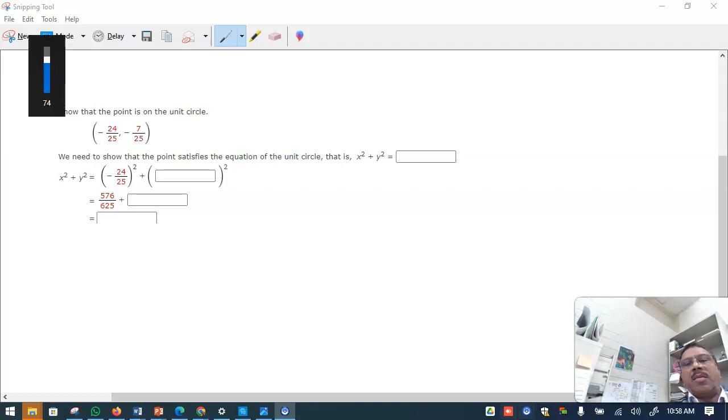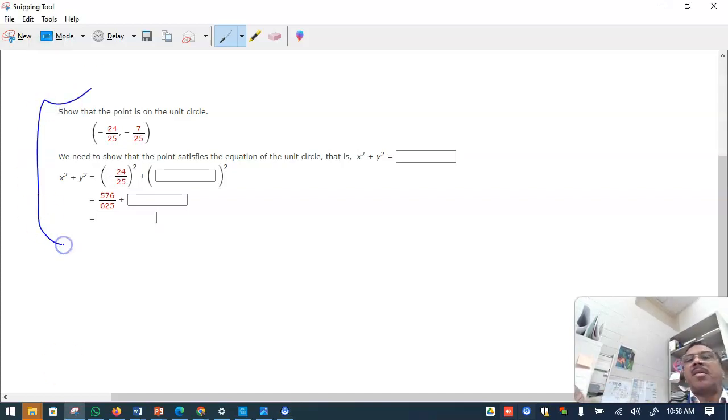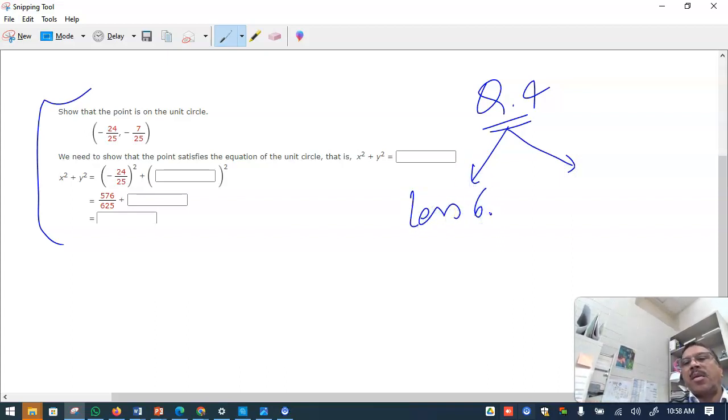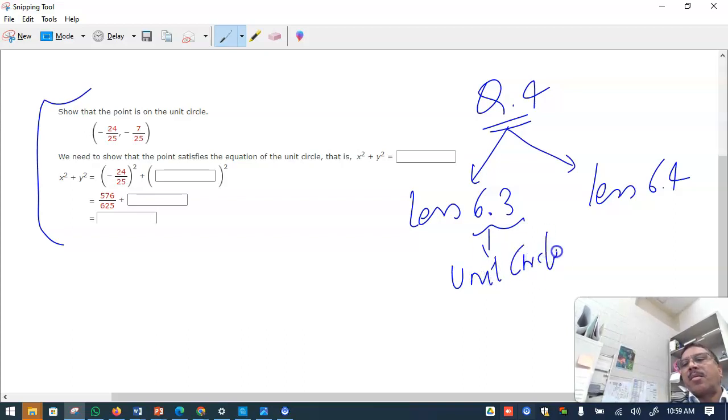Okay, hello students. With the request from some of you that I need to do practice problems for quiz number 4. Now this quiz number 4 is based on lesson 6.3 and lesson 6.4, and this one is on the unit circle, and this is on trigonometric functions and also the values of trigonometric functions.